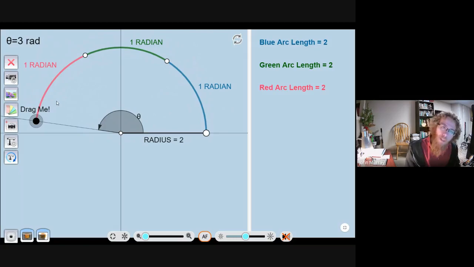If I could measure this whole arc length, because it's 3 radians and my radius is 2, the blue, the green, and this pink over here would measure 6, because I have 3 radius lengths. That's essentially what radians means: a radius length on the outside of the circle.